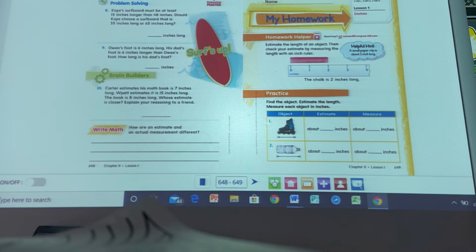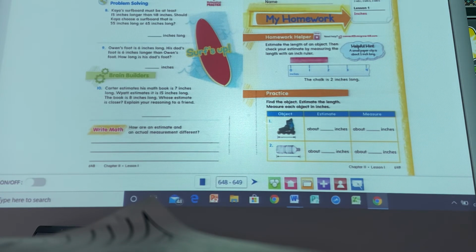Now, on the problem solving, for example, number 1, Kaya's surfboard must be at least 15 inches longer than 48 inches. Should Kaya choose a surfboard that is 55 inches long or 65 inches long? Okay, it's a little challenging, all right? But it's more about the numbers, not about the measuring. So if you want to find something that's 15 inches longer than 48 inches, are you going to add or are you going to subtract?